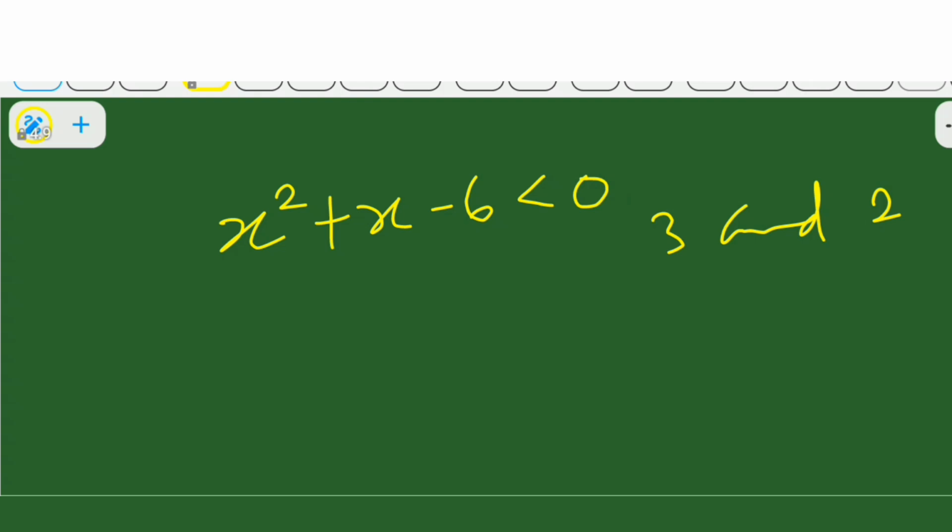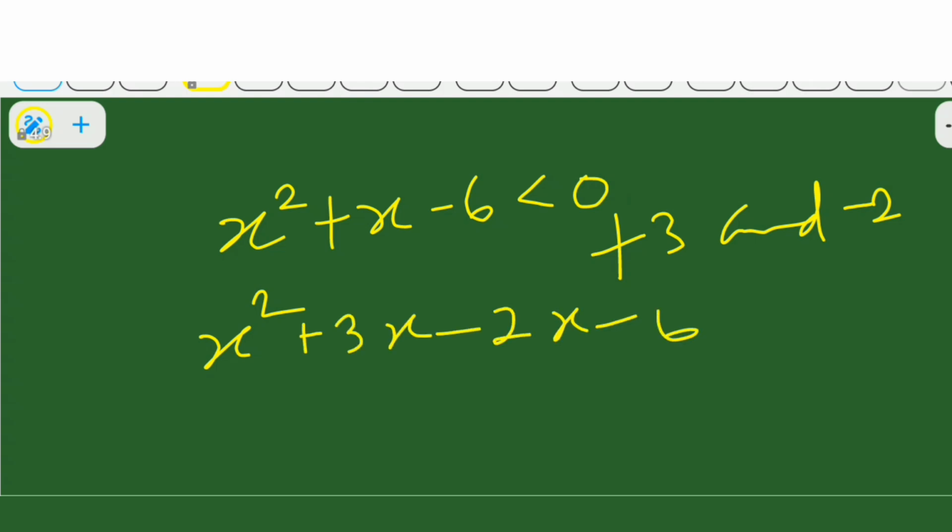This bigger number 3, give it the sign of this middle term, plus. So 3 will take plus. Do plus times minus. Anything you get, give it to the smaller number. So plus times minus is minus. So this 2 will take minus. So don't write x again. No. I'm going to write 3x and minus 2x like this. So bracket it, let the sign be in the middle.